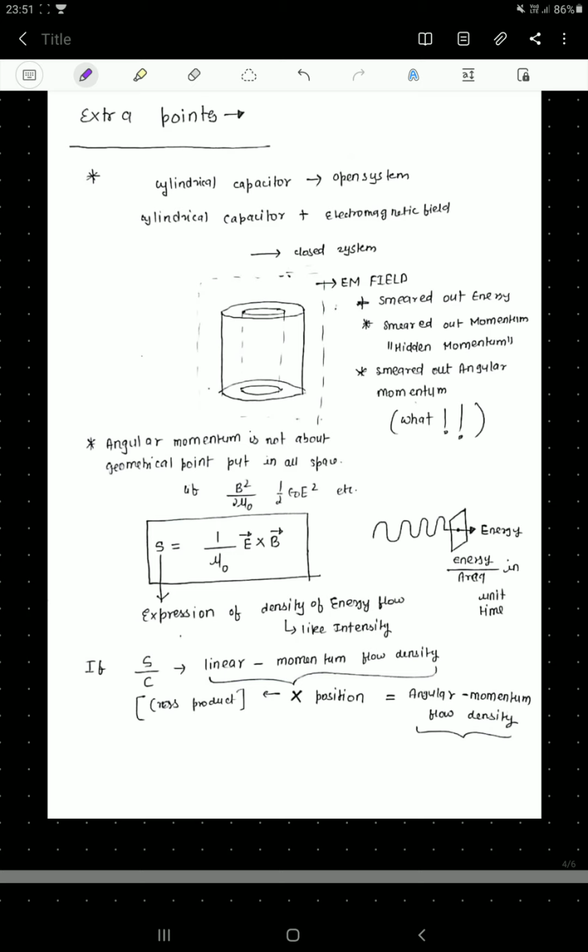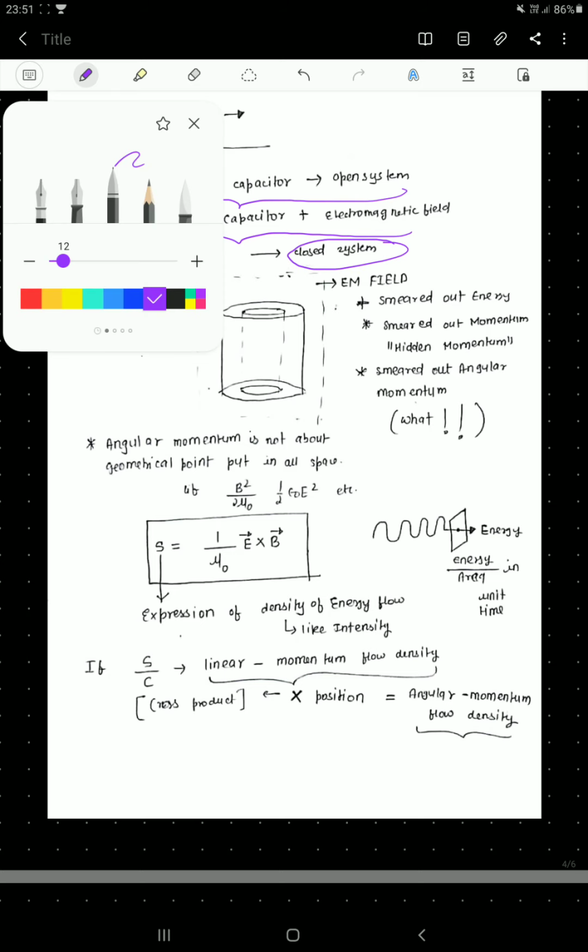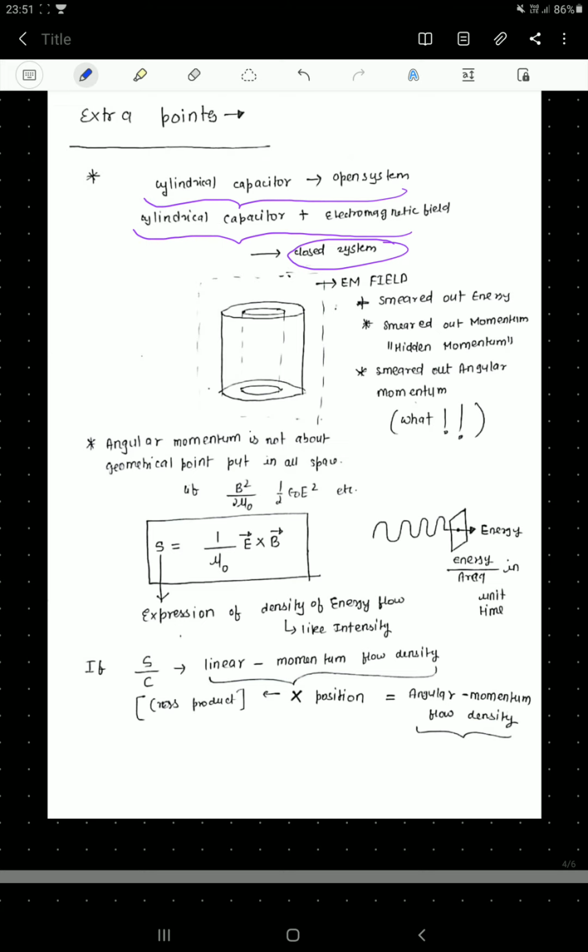Now some extra points about this system. What are the extra points? The cylindrical capacitor will behave as an open system. If we just see the cylindrical capacitor, it will behave as an open system. But if I see the cylindrical capacitor and the electromagnetic field, the EM field, it will behave as a closed system. So if I don't see the cylindrical capacitor alone, which behaves as an open system, but see both the capacitor and the electromagnetic field, then they will behave as a closed system.